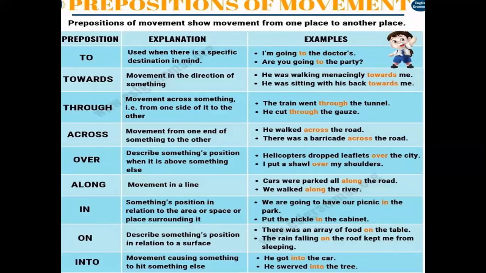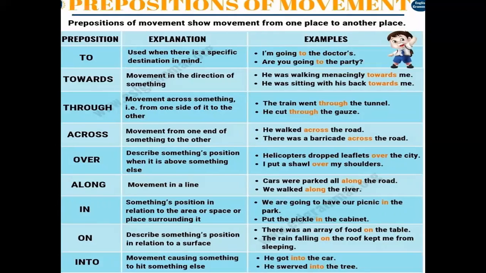Now, when I want to talk about towards, it's like movement in the direction of something. Like, he was sitting with his back towards me. Next, through. Through means movement across something from one side to the other. Now see, the second one is also the same, across. Movement from one end of something to the other end. So when the meaning is the same, what is the use, where are you going to use through and where are you going to use across? So now let me explain.